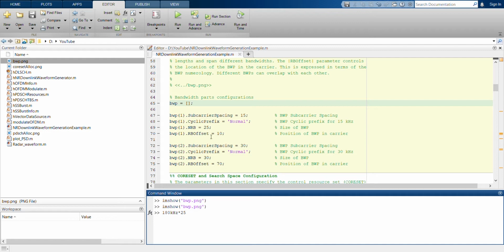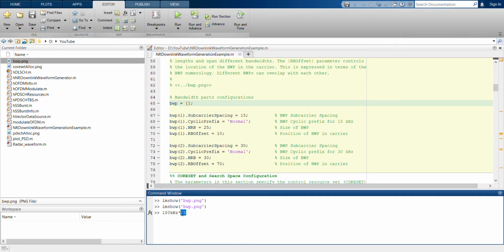That is, from 0 this goes 10 up, if you remember the image earlier. So that means it's starting from the 10th resource block and goes up to 35, 10 plus 25, 35 resource blocks. Similarly you can see for the second bandwidth part. In here the difference is that the subcarrier spacing is now 30 kilohertz, the cyclic prefix is normal, and the number of resource blocks is 30.